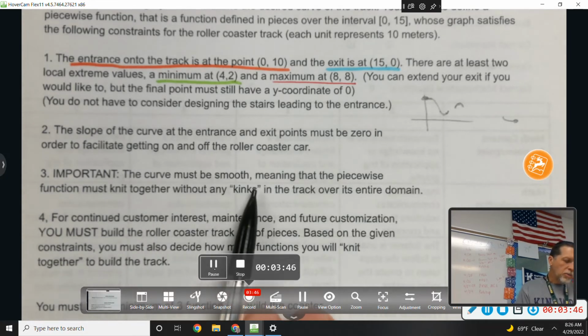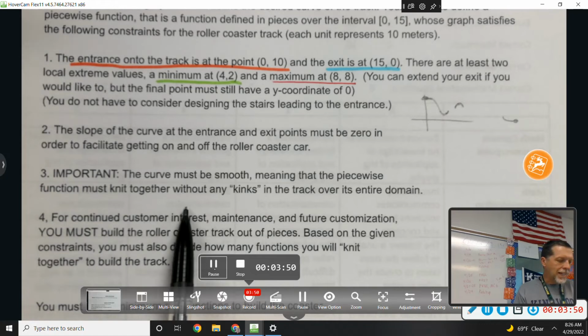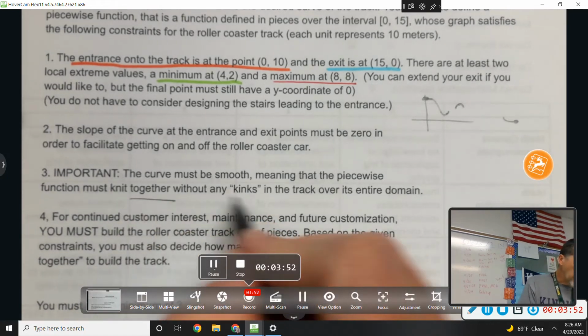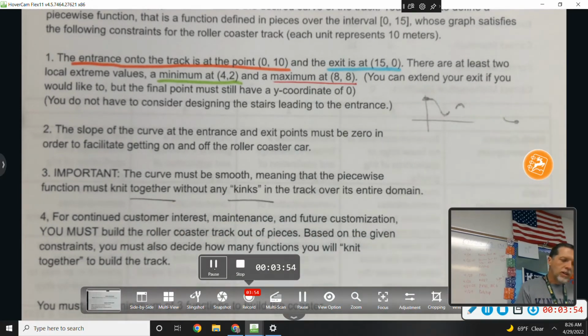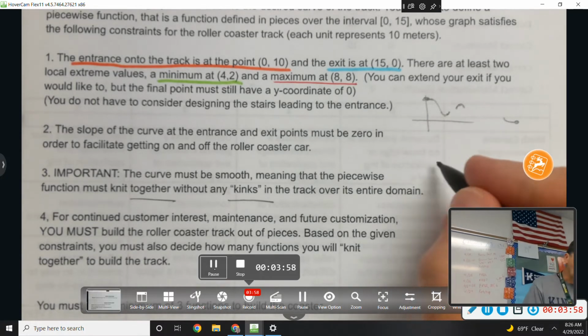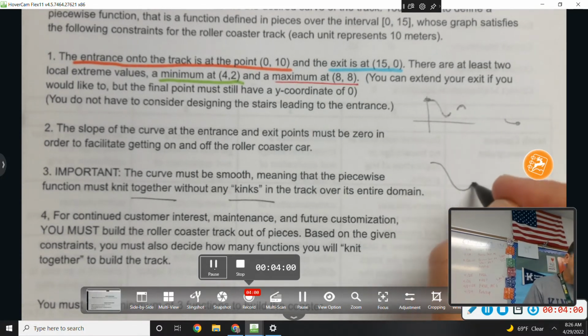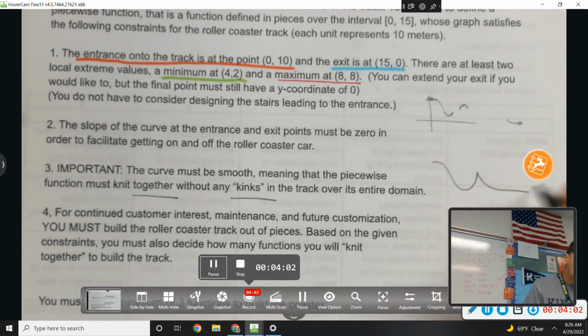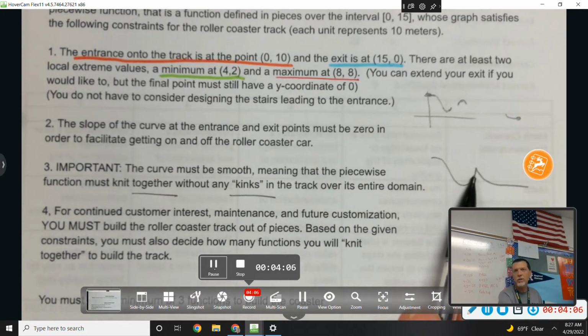The curve must be smooth, meaning the piecewise function must be knit together without any kinks. So, obviously that is not a roller coaster right there. So it's got to be continuous, but it can't have any kinks like that. That doesn't work as a roller coaster. It's got to be smooth.